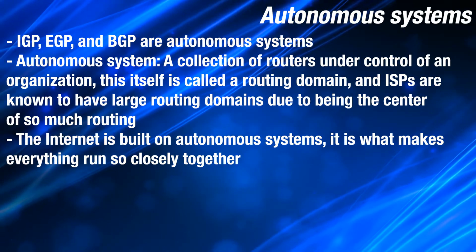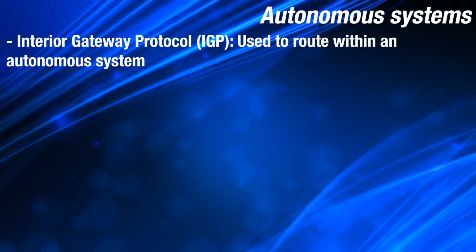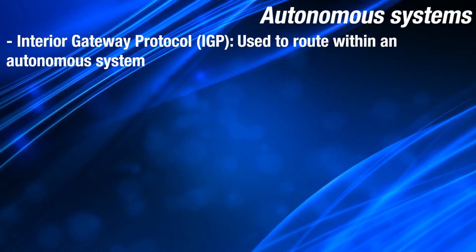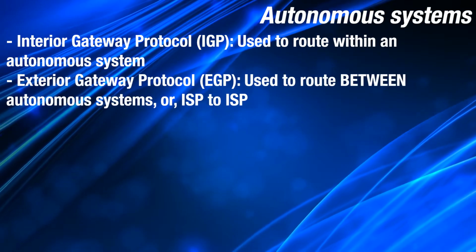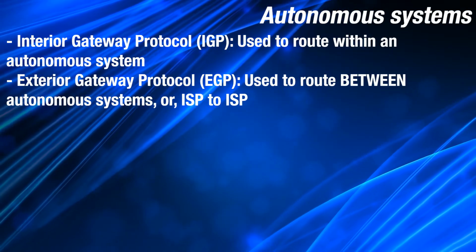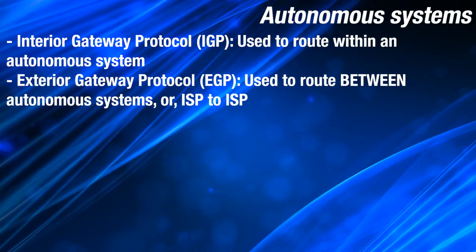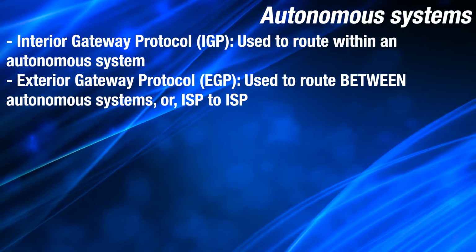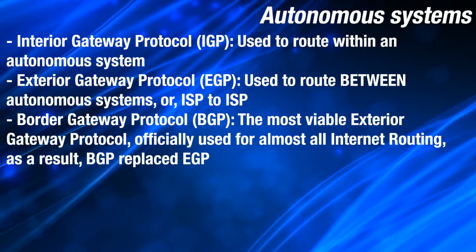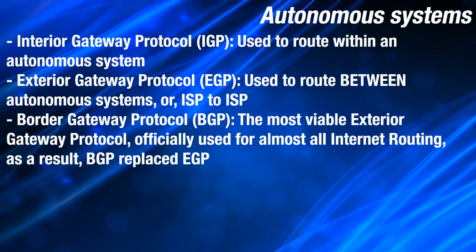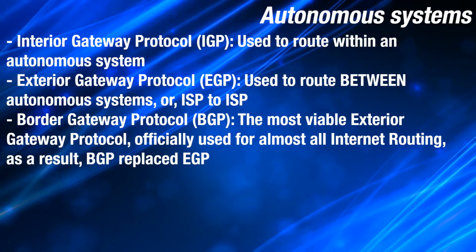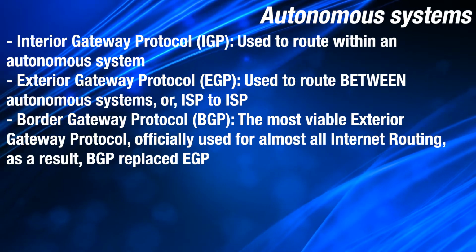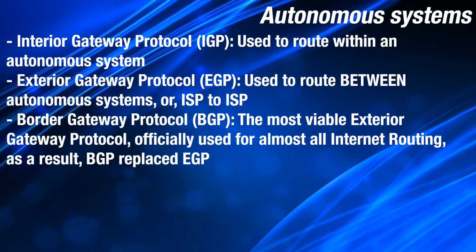Here are some protocols that support these systems. Interior Gateway Protocol, or IGP, is used to route within an autonomous system. Exterior Gateway Protocol, or EGP, is used to route from one autonomous system to another. It's just like one ISP talking to another one. Border Gateway Protocol, or BGP, is the only viable exterior gateway protocol at the moment. Officially used for all internet routing, most people refer to EGP as BGP because of this fact.